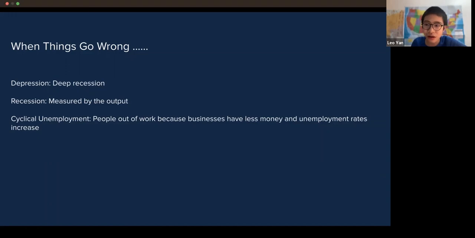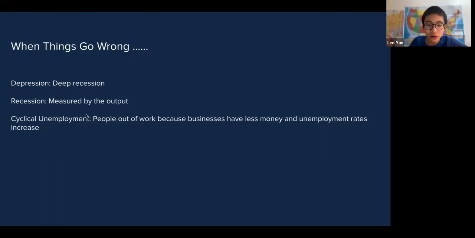So what is a recession? A recession is basically a time of the economy where output decreases. It's basically about how much money the economy is able to make and how much revenue is able to be generated. And that's the reason why recession is measured by the output, because if the economy isn't able to generate so much money anymore, then that means that the economy is not doing well. If the economy is not able to produce so much anymore, then that means that the economy is failing.